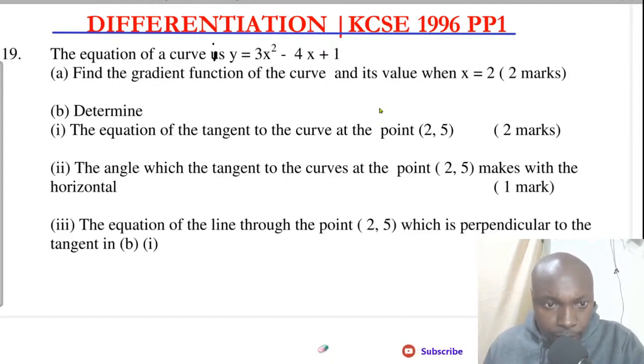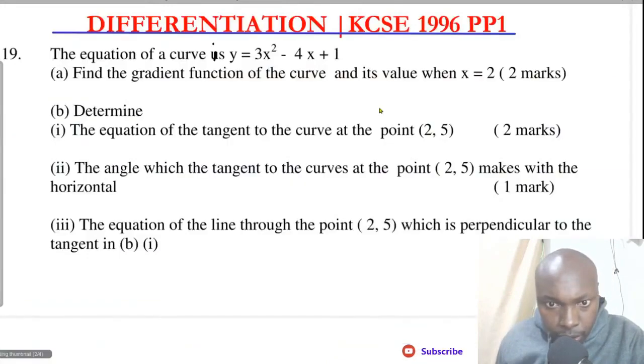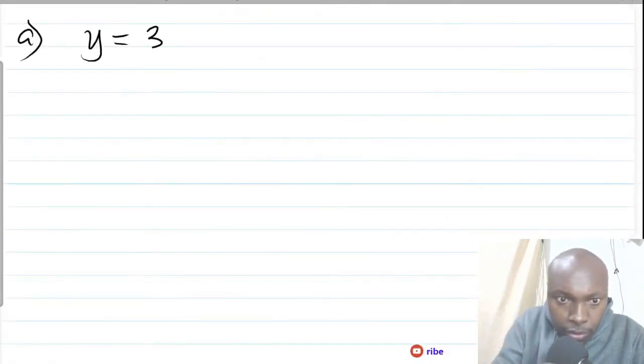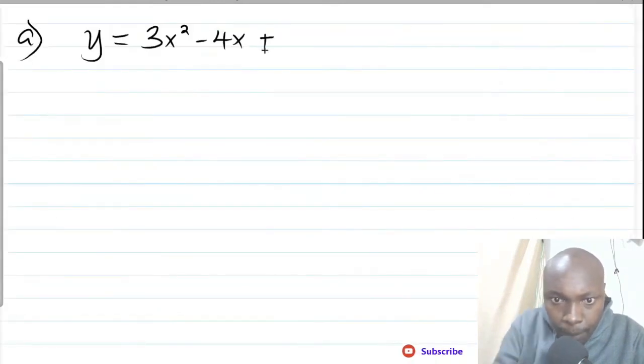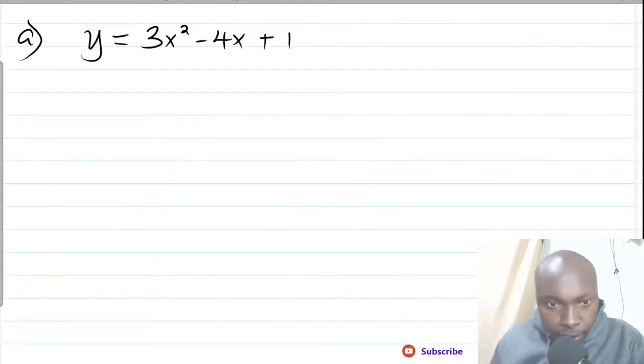Let us go to the first part of the question. You're given the equation of the curve. The first part A, find the gradient function of the curve and its value when x is equal to 2. So that is part A. The equation is given as 3x squared minus 4x plus 1. You're supposed to find the gradient function.